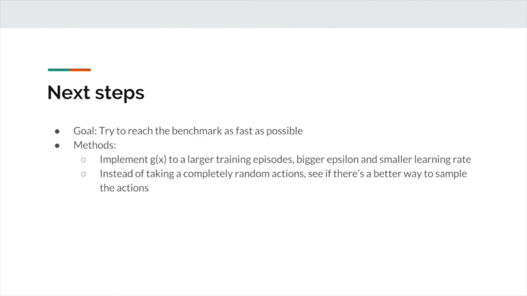I will implement the g of x discussed earlier to larger training episodes, bigger epsilon, and smaller learning rate to see if it can reach the benchmark convergence faster. In addition, instead of taking a completely random action, I will see if there is a better way to sample the actions for the epsilon greedy learning algorithm.